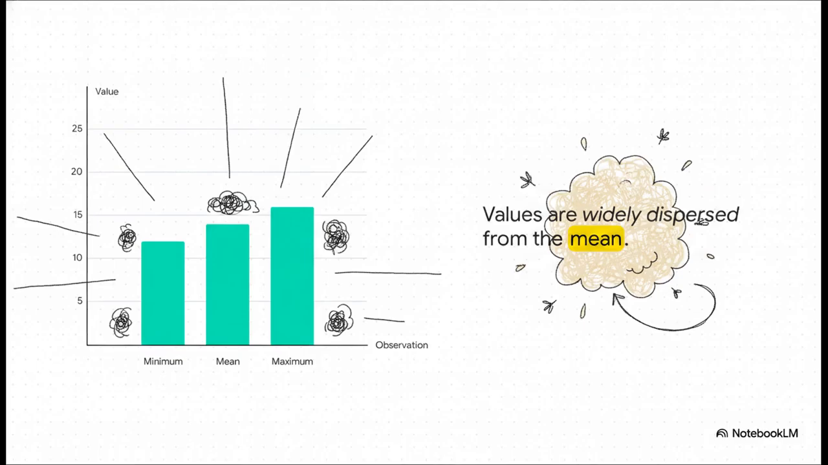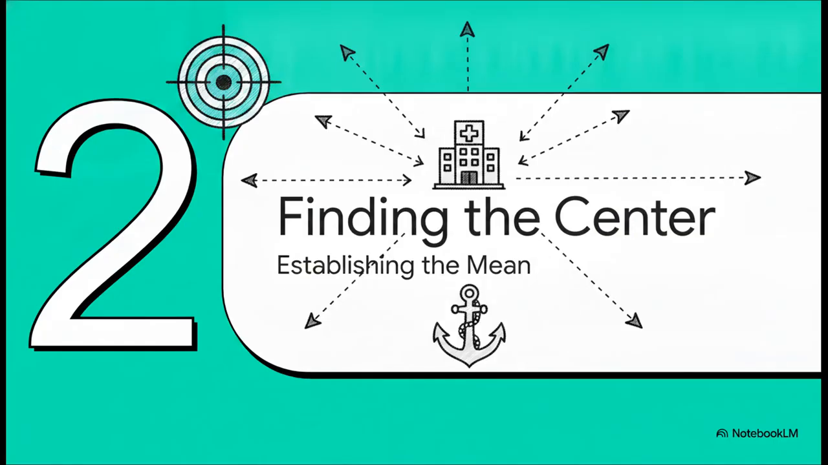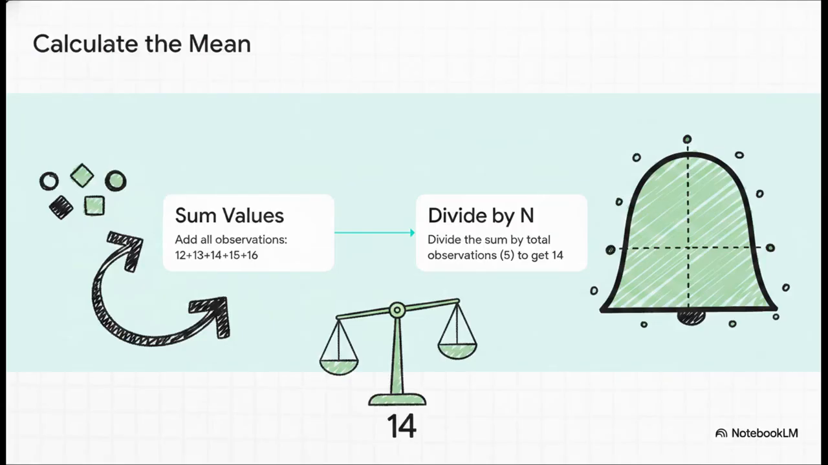Moving on to Section 2, finding the clinical center, or establishing the mean. Before we can figure out how far our data is spreading, we logically need an anchor point, right? Where is it spreading from? We calculate the mean to find this exact center point. We just add our 5 values up, 12 plus 13 plus 14 plus 15 plus 16, and divide by our total number of 5 observations. That gives us a mean of 14.